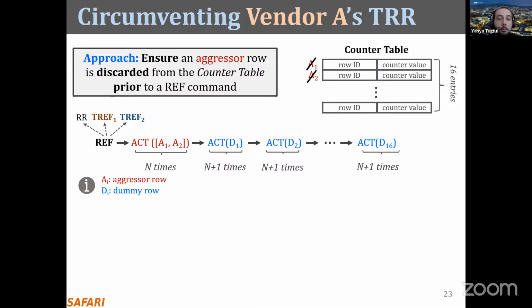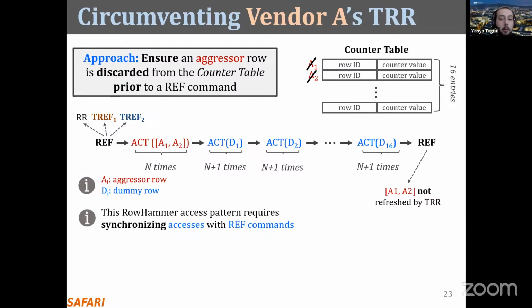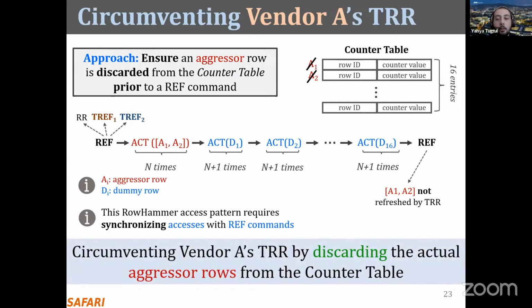So doing so, we basically prevent the TRR mechanism from detecting the aggressor row, since both TRF1 and TRF2 can detect a row from the counter table, and the counter table contains only dummy rows. The important thing is to execute this RowHammer access pattern. It's important to synchronize accesses with the refresh command to perform aggressor and dummy RowHammers at the right time. So we conclude that one can bypass vendor A's TRR mechanism by discarding the actual aggressor rows from the counter table by using dummy rows.